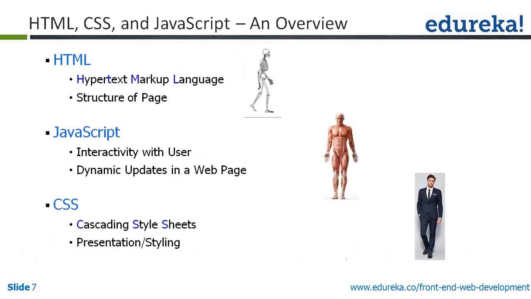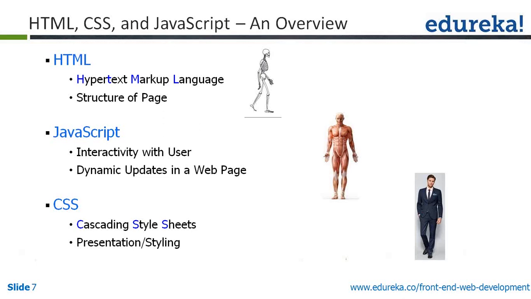Let's look at the roles played by HTML, CSS, and JavaScript. You can just look at the pictures given on the right side of this slide. HTML can be compared to the human skeleton. Basically, the skeleton defines the structure of the human body. Similarly, HTML defines the structure of a web page. Note that if you just have a skeleton, that's not good enough. You need muscles to move the different limbs of the human skeleton. So muscles are the ones which actually give the movement to the human body.